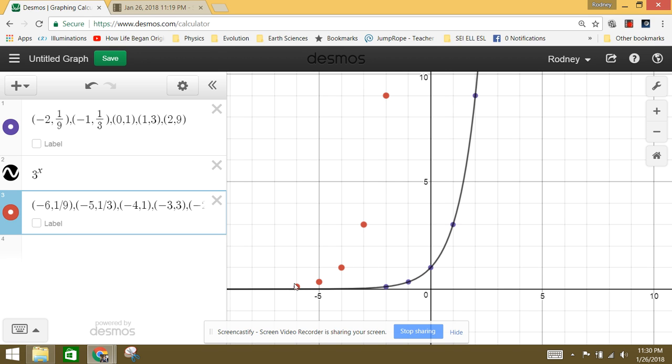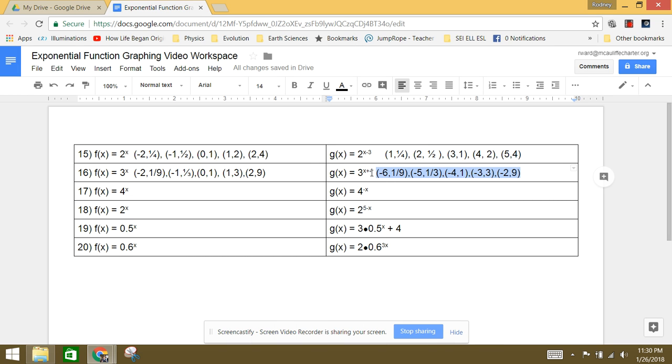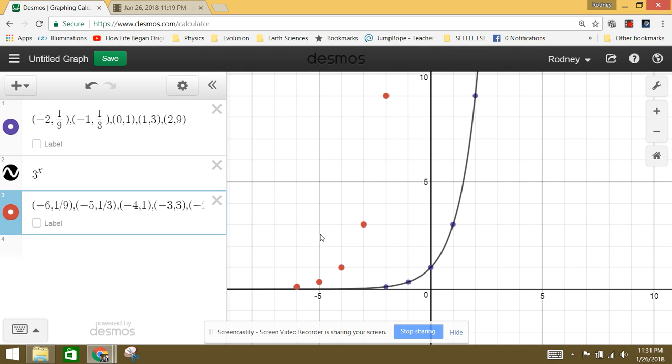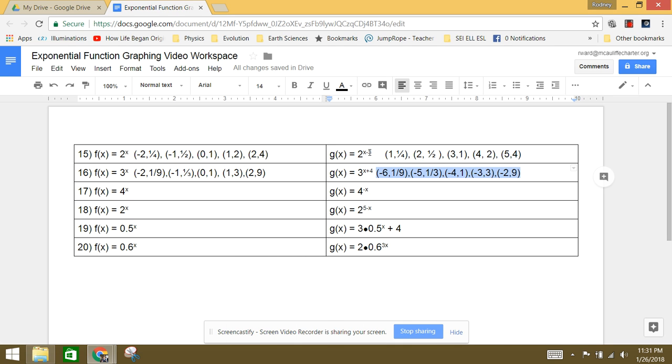Okay, and you notice we've got corresponding points. They all rhyme with the previous function, and they're just shifted over. They're shifted 4 to the left. So that's interesting. Having an x plus 4 as the exponent shifted us horizontally 4 to the left. But having an x minus 3 shifted us horizontally 3 to the right.